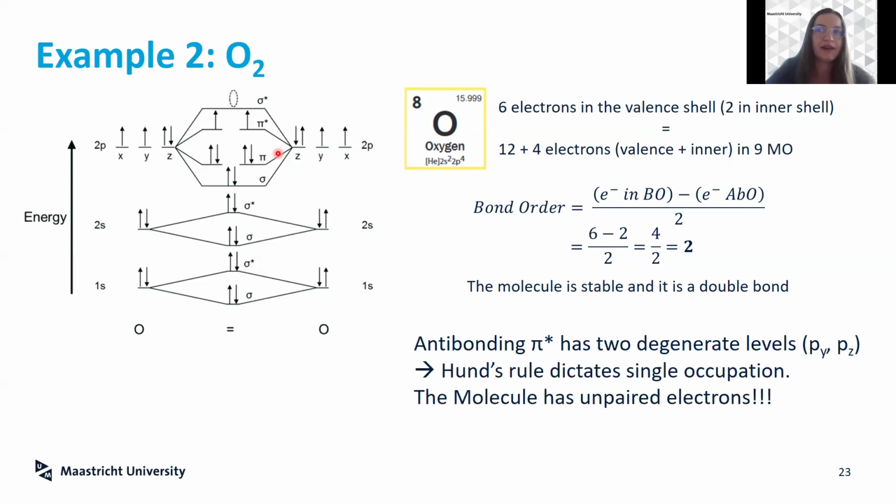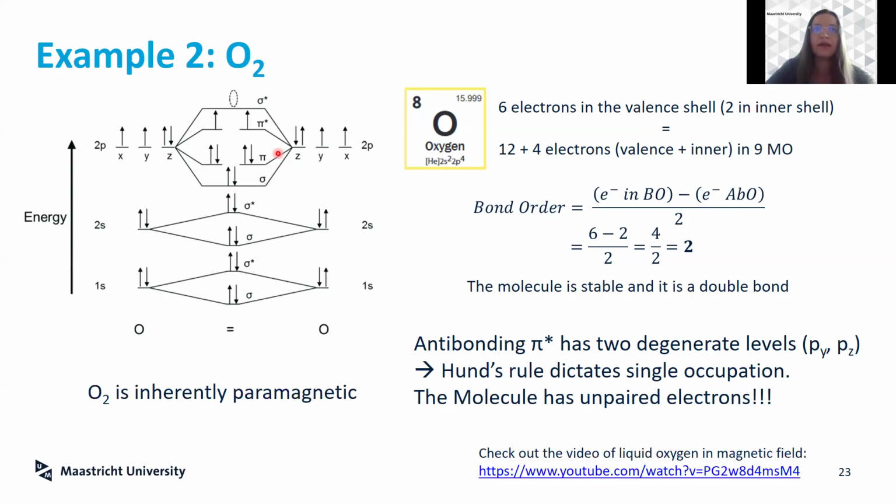Note that this fact that you have degenerate p levels with a partial occupation is something that you account for with molecular orbitals and means that the molecule inherently in its molecular state has unpaired electrons. Oxygen as a molecule is inherently paramagnetic. This means it will react in some way to a magnetic field, whereas fluorine is diamagnetic, all the electrons are paired. If you want to check out what happens to liquid oxygen with this paramagnetic feature when you put it in a magnetic field, please check out the YouTube video that I'm attaching to this lecture.